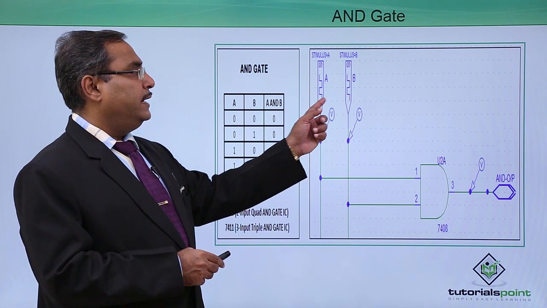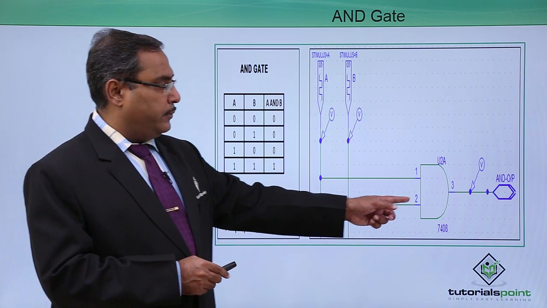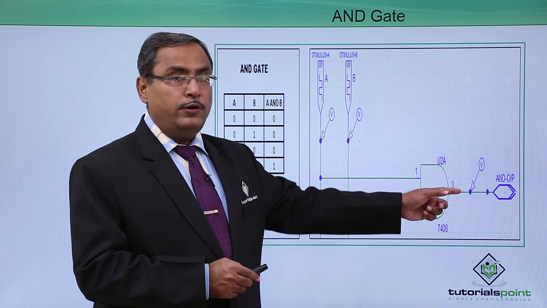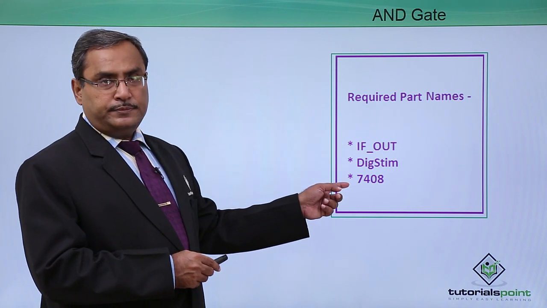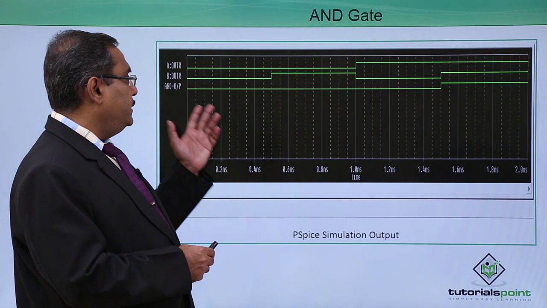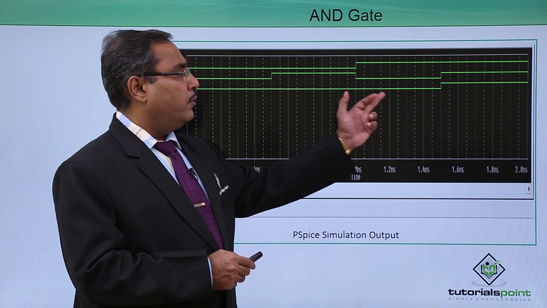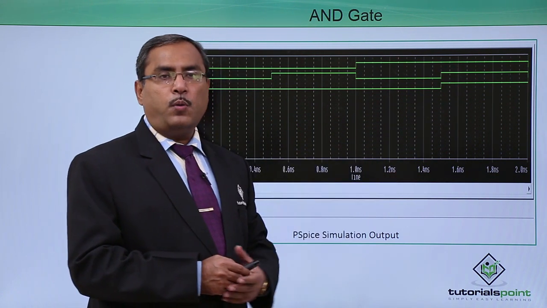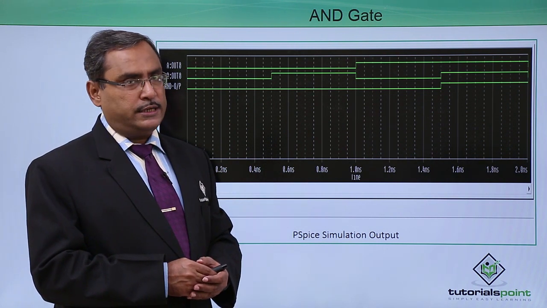So we require this digital stream, we require this 7408 IC, we require this IF out as the part name, and we are having this voltage marker accordingly. So these are the parts list, and this is the respective output. So in this case, you see for 00, for 01, for 10, I am getting 0 as output, and for 11, I am getting 1 as output. In this way, the simulation output has been tested.